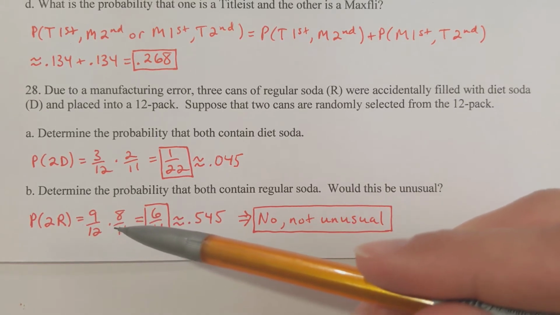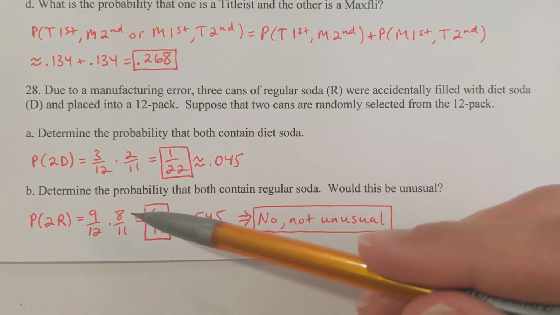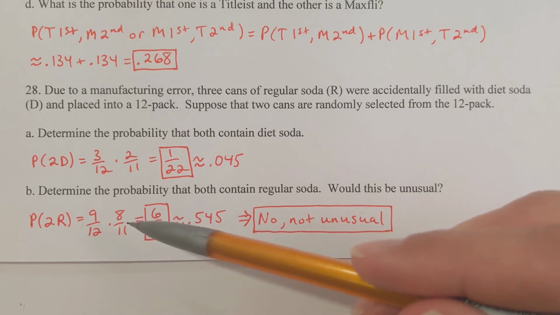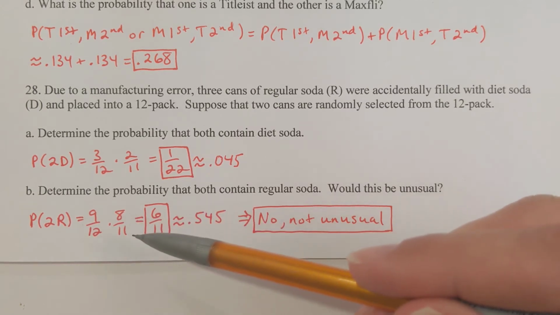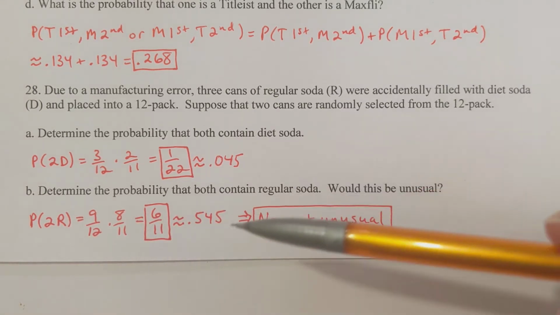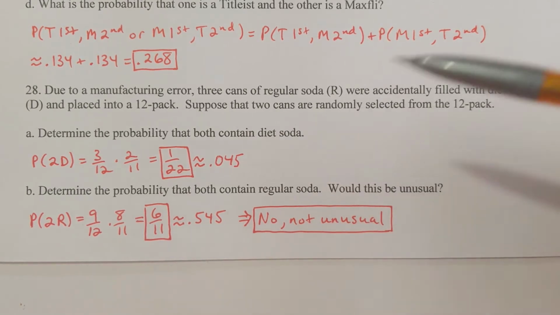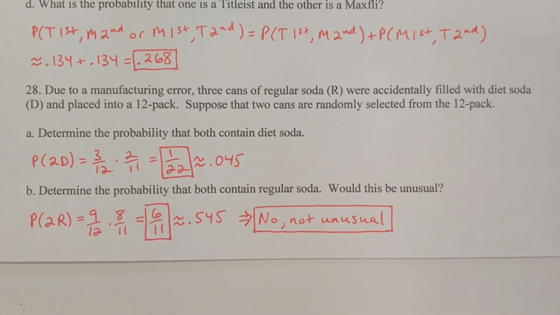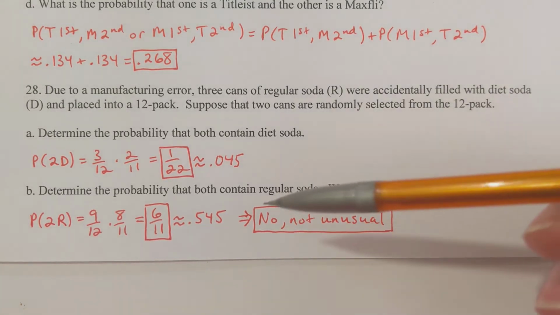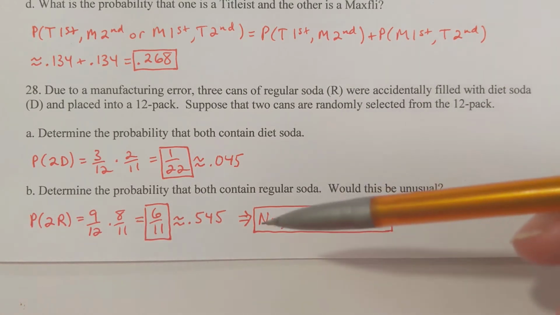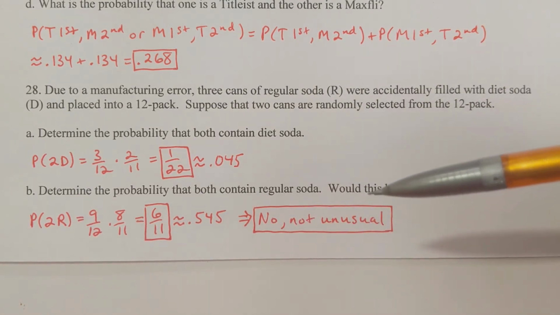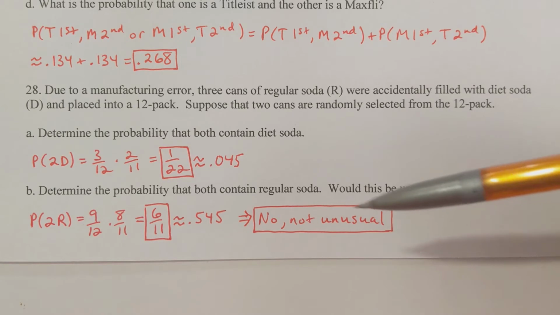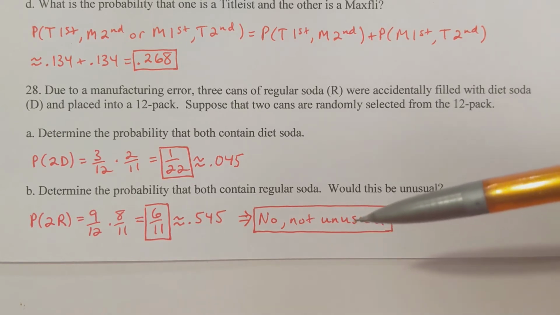9 over 12 reduces to 3/4. 8 over 4 is 2, so 3 times 2 gives me 6. I still got the 11 in the denominator. 6 over 11 is the same as 0.545. So would it be unusual for me to select 2 regular sodas from the 12-pack? Well, no, not for this problem. So I've got more than a 50% chance that both would contain regular soda.